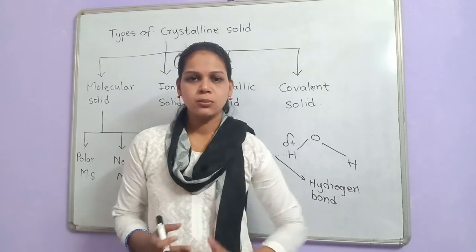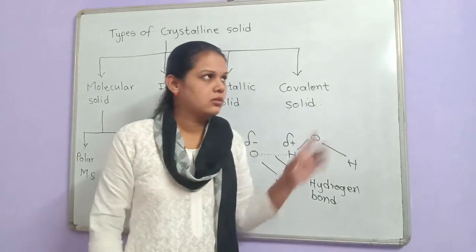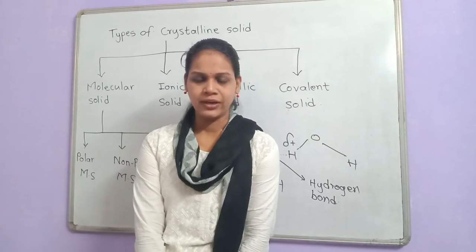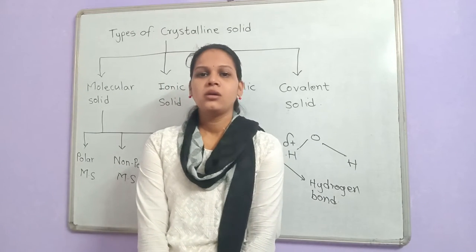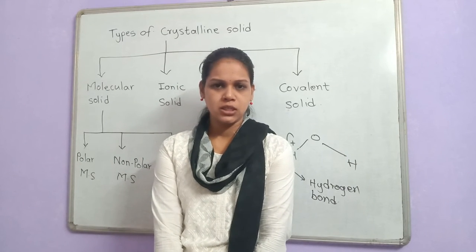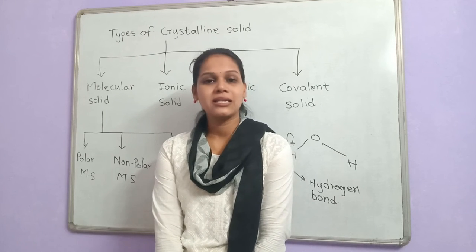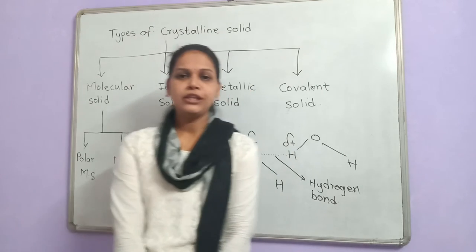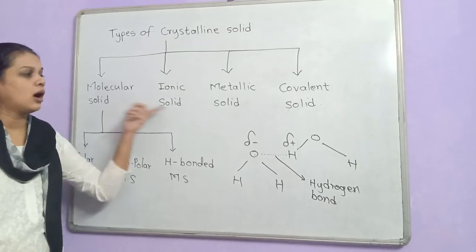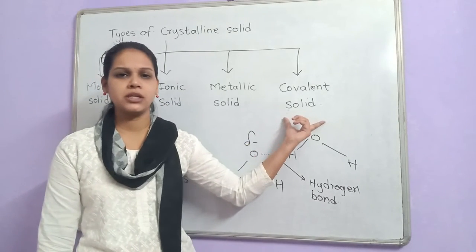Now we will move towards the summary. I will repeat. Crystalline solids are classified on the basis of the force of attraction between atoms or molecules of the crystals, and depending on this, crystalline solids are classified into 4 types. The first one is molecular solids, second is ionic solids, third is metallic solids, and the last one is covalent solids.